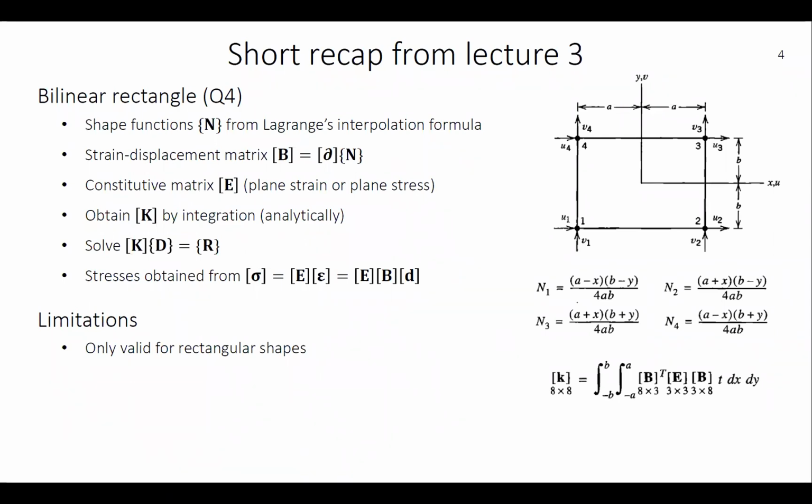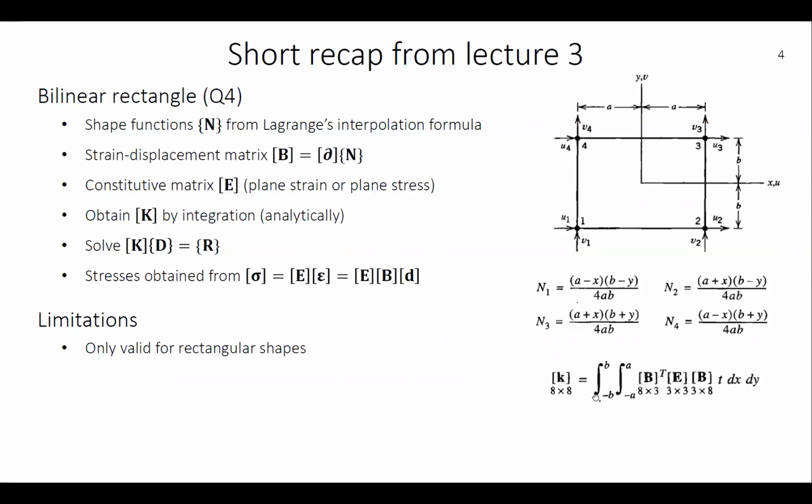The shape functions are described using Lagrange interpolation formula, which I didn't give here. So the procedure is that we would like to calculate the strain displacement matrix B, which is the derivative of the shape function. And we also need the constitutive matrix E, which is a 3x3 matrix for plane strain or plane stress problems. And then we obtain the stiffness matrix K.